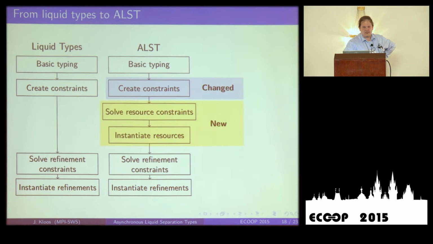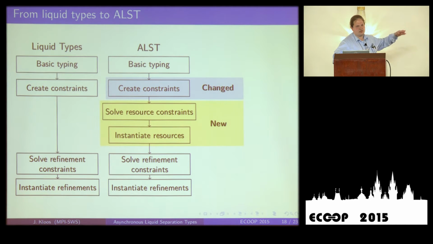Okay, so how do we do this? For this I have to explain quickly how liquid types works, because that's what we base our work on. So the idea in liquid types is that you want to calculate refinement types for an ML program, meaning you have normal types, but they are also annotated with predicates. And how they do it is that they first start with basic ML typing. And after this, you have a fully annotated program.